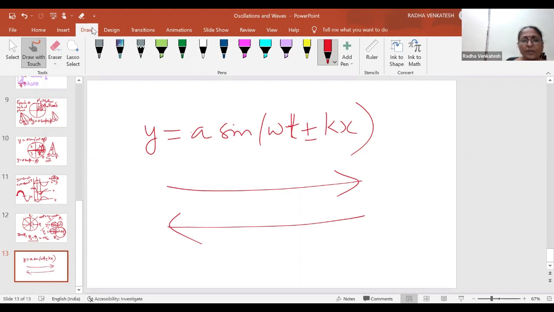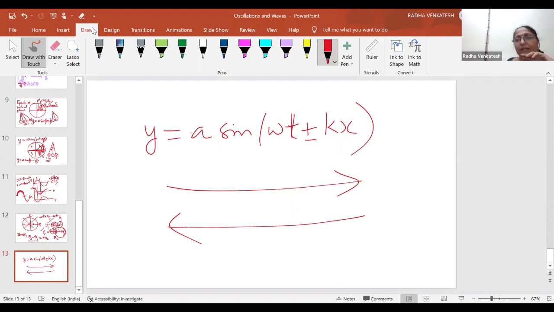So if I'm given an equation like this, will I write plus kx for left to right or minus kx for left to right? That is the next question. We have to understand this. Teachers, so I'll tell you. Plus kx for left to right, ma'am? No, it's minus kx for left to right and plus kx for right to left.